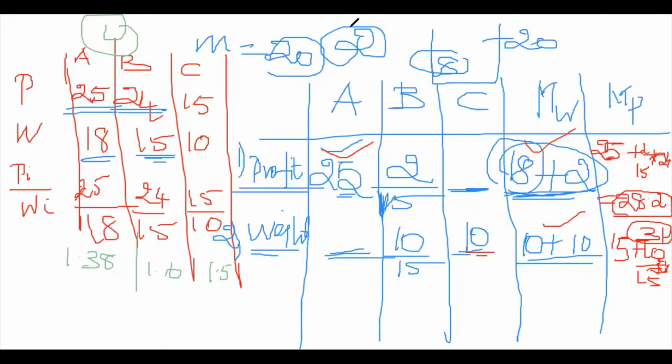Now the third one. What is the third criterion? The third criterion is profit by weight, the ratio Pi by Wi. In that profit by weight, we have to choose the maximum. So in that profit by weight, we choose the given items.